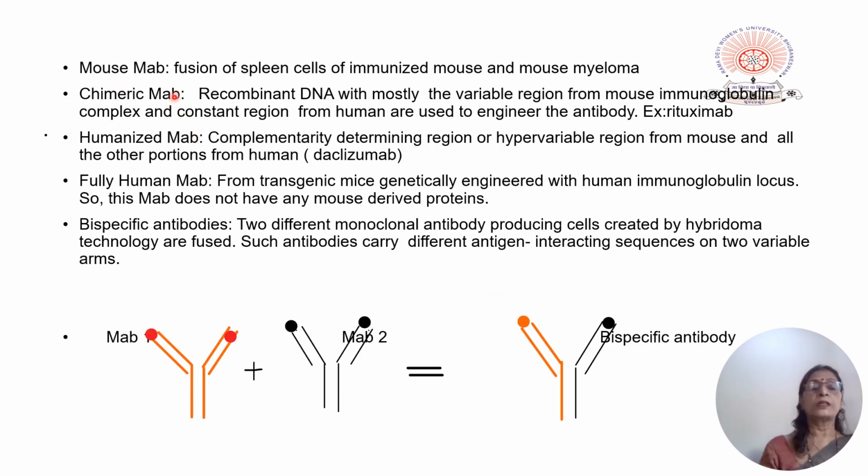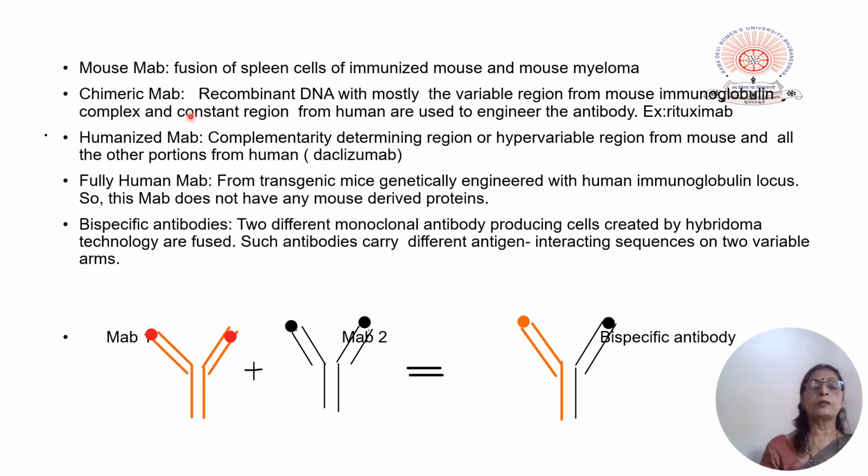At the beginning of this production technology, only mouse MAB was produced and a hybrid was created by fusing the spleen cells of the immunized mouse with the myeloma cells of the mouse. So it is totally a mouse-based hybrid cell, and this hybrid produces the monoclonal antibody. It has its side effects. When injected into the human, there is immunological reaction as it is completely different from the human system.